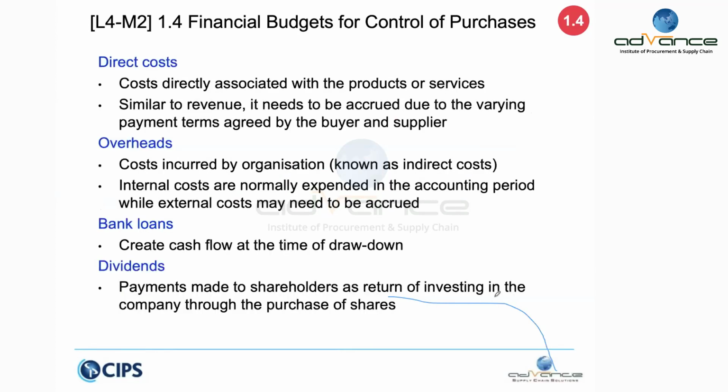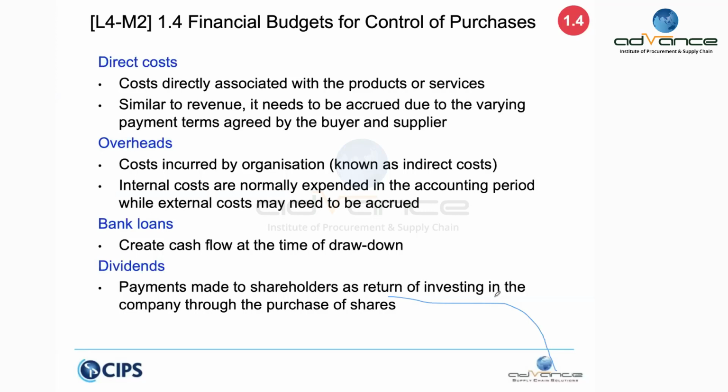Direct costs are costs associated with the product and or services, similar to revenue. It needs to be accrued because different suppliers will have different payment terms. So the cash flow will be negative when you pay the supplier. Otherwise, it will be account payable in your balance sheet. Overhead costs incurred by the organization are also known as indirect cost.